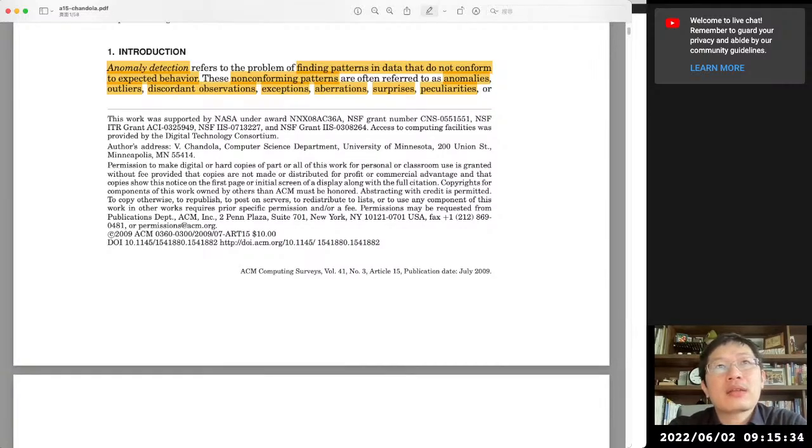So those non-conforming patterns are often referred to as anomalies, outliers, exceptions, and so on. They are all interchangeable words that represent anomalies. Okay, that's the very first sentence.